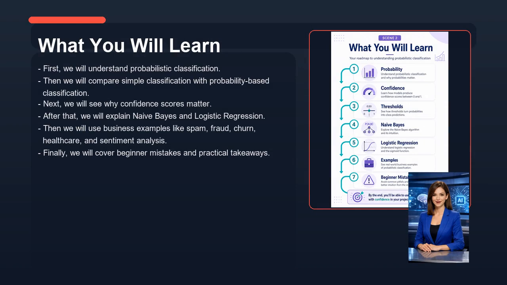Now let's look at what you will learn. First, we will understand probabilistic classification. Then we will compare simple classification with probability-based classification. Next, we will see why confidence scores matter. After that, we will explain naive Bayes and logistic regression. Then we will use business examples like spam, fraud, churn, healthcare, and sentiment analysis. Finally, we will cover beginner mistakes and practical takeaways.